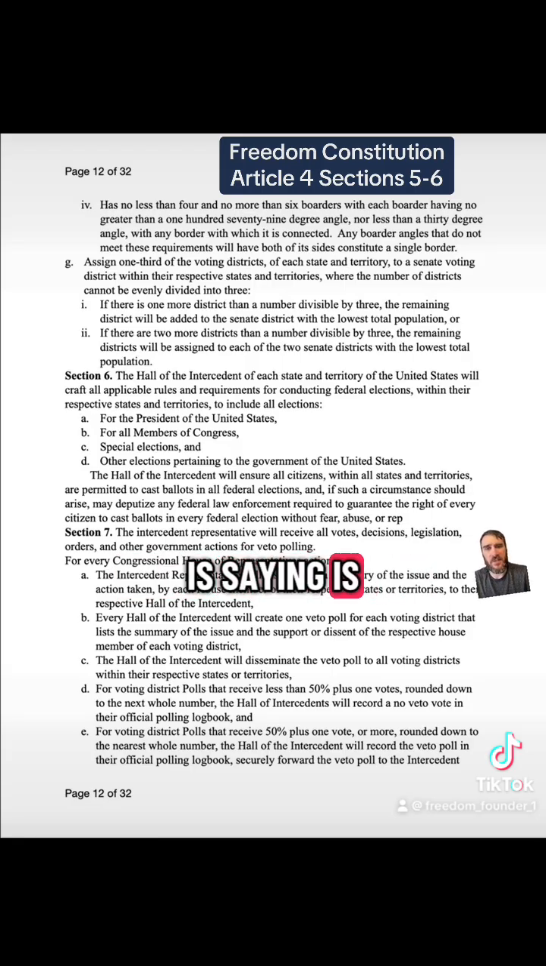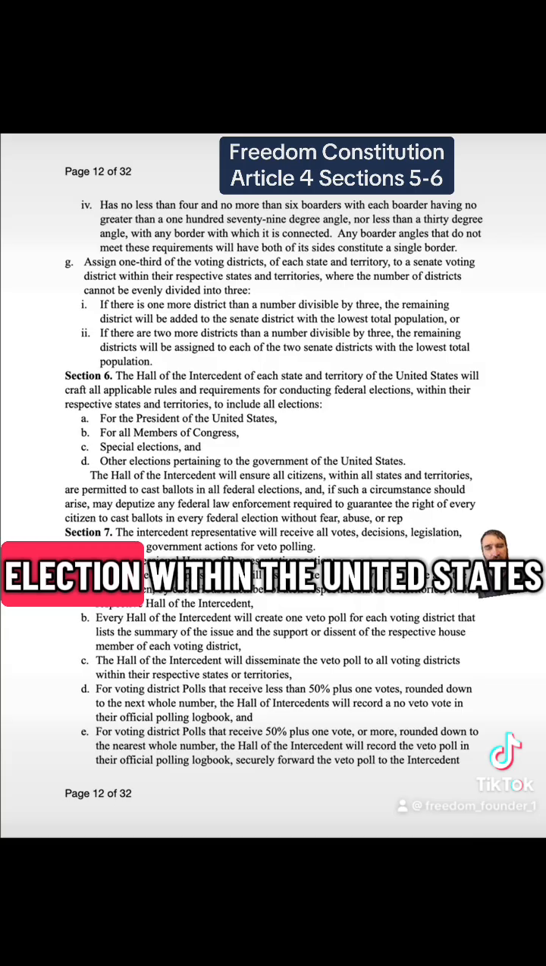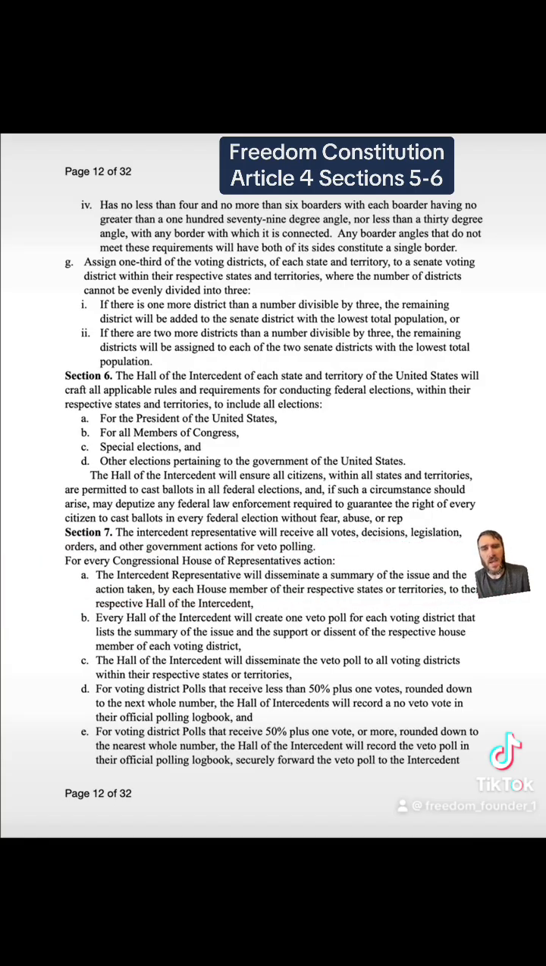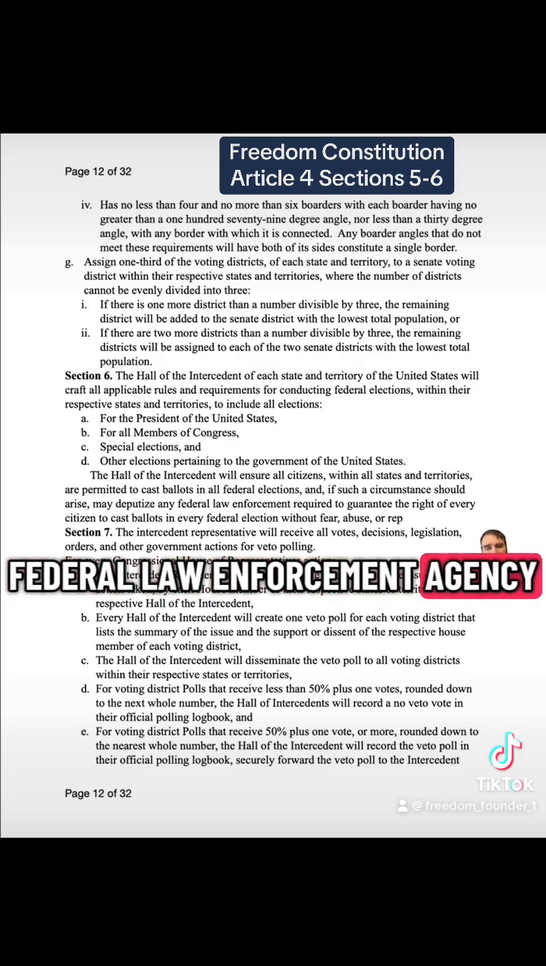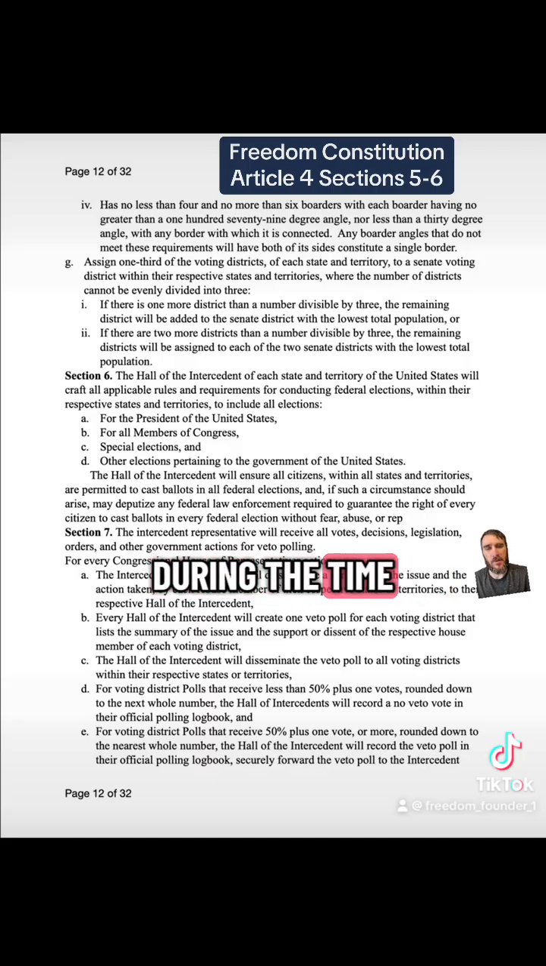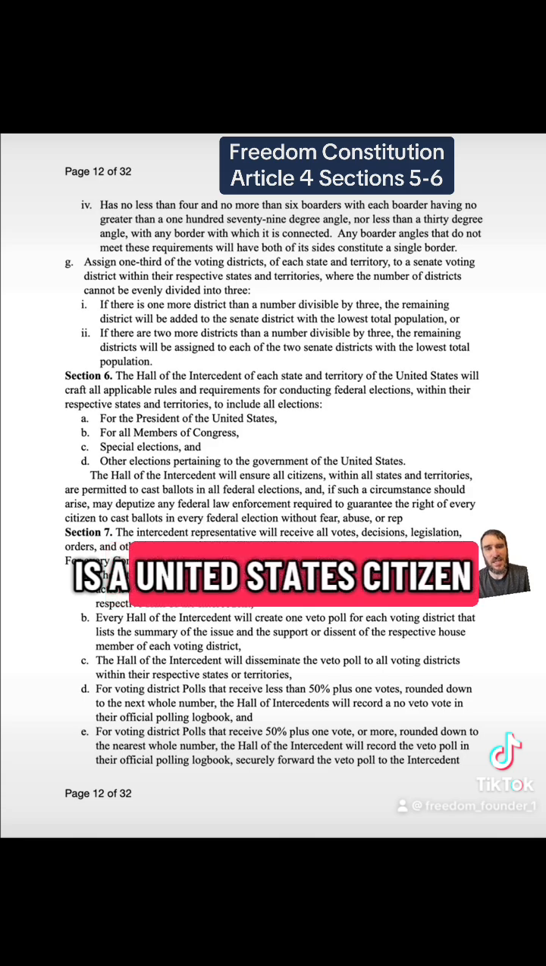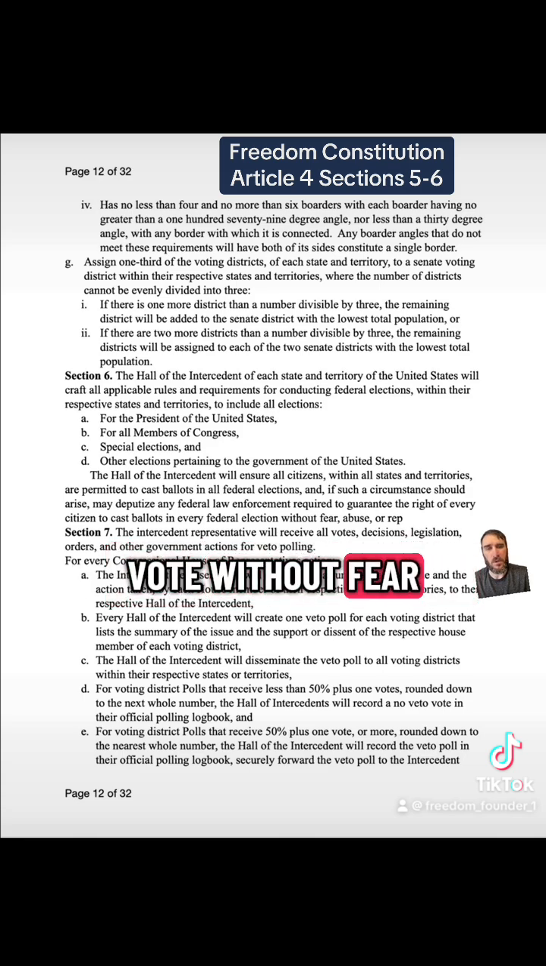So what this is saying is the Hall of the Intercedent, which is local to each state or territory, is responsible for conducting every federal election within the United States. And if such a time were to arise where people were in fear and felt like they could not vote, or they were physically being kept from voting, the Hall of the Intercedent would be permitted to take any federal law enforcement agency under their authority during the time of voting to ensure that everyone in the United States who is a United States citizen is permitted to vote without fear, without intimidation, and without being abused.